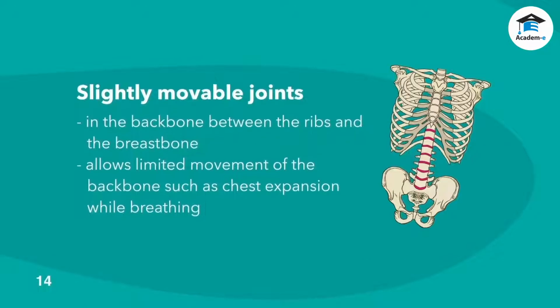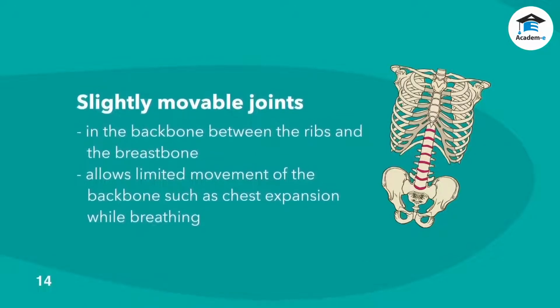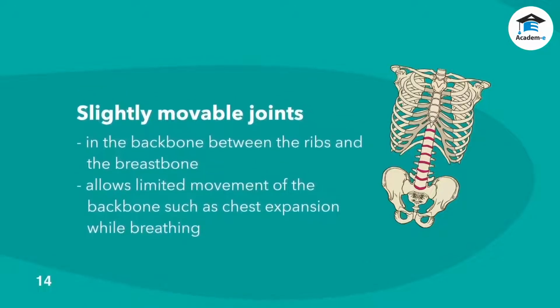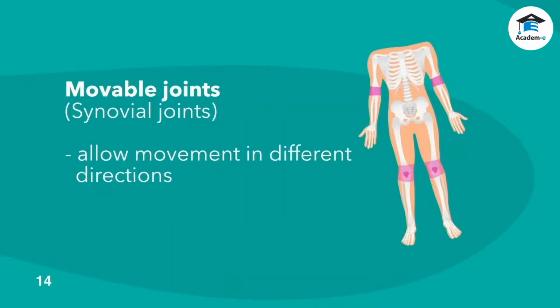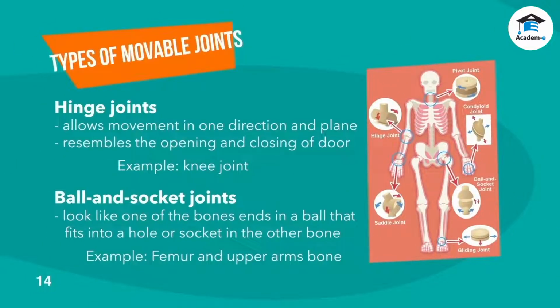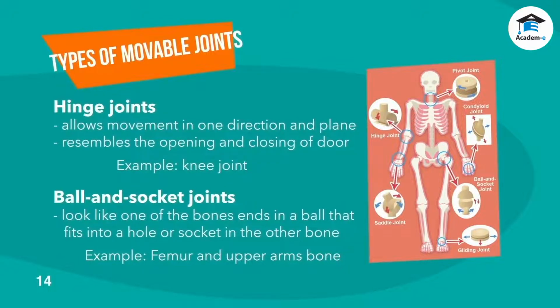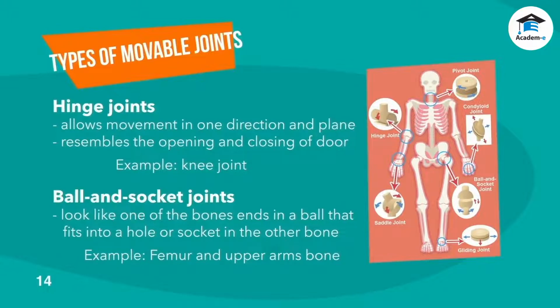Slightly movable joints are found in the backbone between the ribs and the breastbone. It allows limited movement of the backbone such as chest expansion while breathing. Movable joints, also known as synovial joints, allow movement in different directions. Types of movable joints include the hinge joint that allows movement in one direction and plane. It resembles the opening and closing of a door.